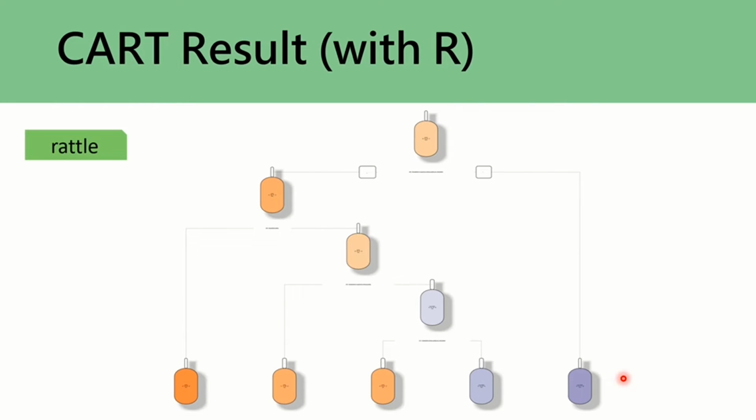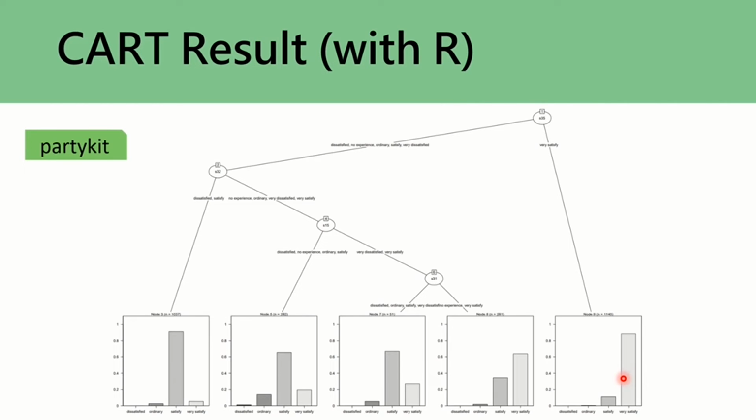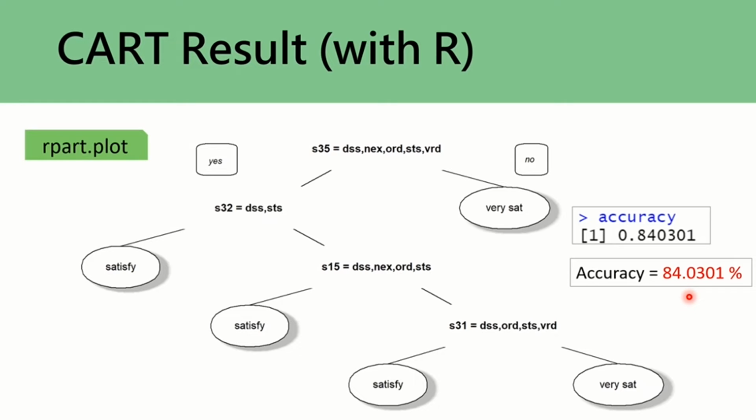Then I will introduce the decision tree results in CART. It's rpart plot drawn by R. And this is party case drawn by R. The last one is rpart.plot drawn by R. The accuracy of CART is 84.0301%.